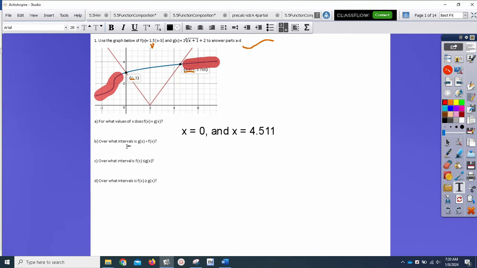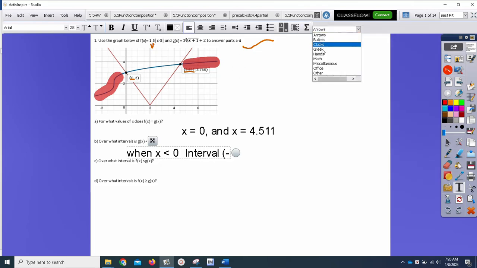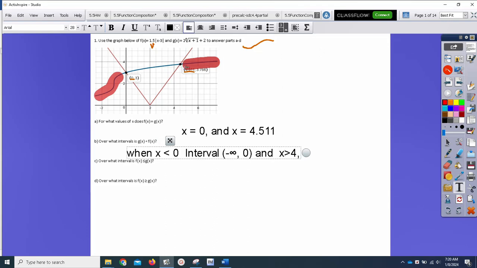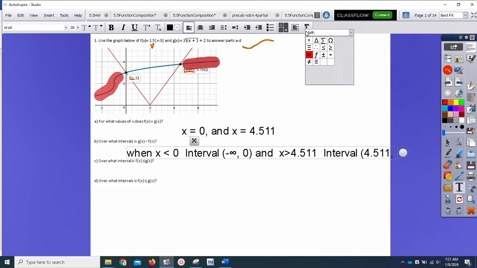It looks like when x is less than 0, which has an interval of negative infinity to 0, and when x is bigger than this 4.511, which has an interval of 4.511 to infinity. All right, what do we got up next?